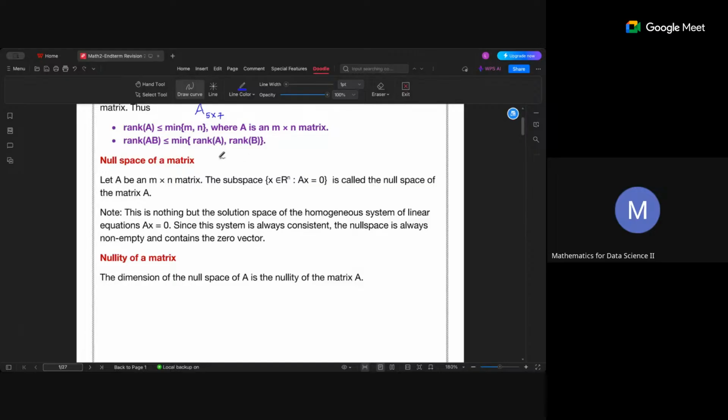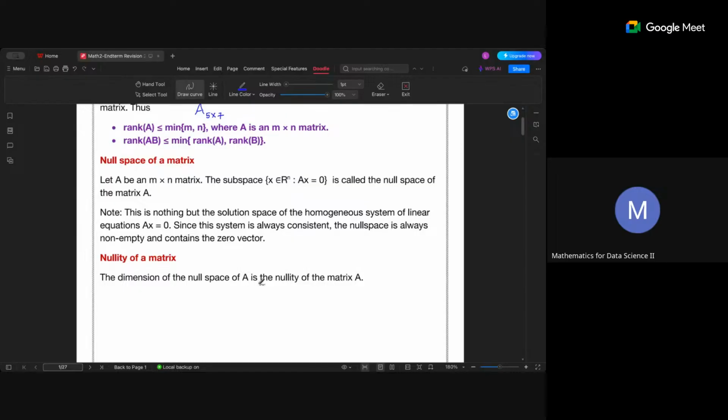So what is the null space of a matrix? If you take an m by n matrix A, the subspace, the set of all x in Rn such that Ax is equal to 0, is the null space. We also know the null space as the solution space of the homogeneous system Ax is equal to 0, right? And we know that this is always a non-empty set because it contains the 0 vector, right?